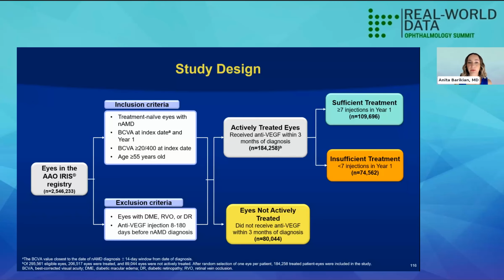Actively treated eyes received anti-VEGF injections within 3 months of diagnosis and then were categorized as sufficiently or insufficiently treated. Sufficiently treated eyes received more than 7 injections in year 1, and the cutoff of 7 injections comes from recent studies, as was nicely depicted in the previous talk, that patients receiving at least 7 injections had better visual acuity gains compared to patients who received fewer injections in year 1. So around 60% of actively treated eyes were sufficiently treated.